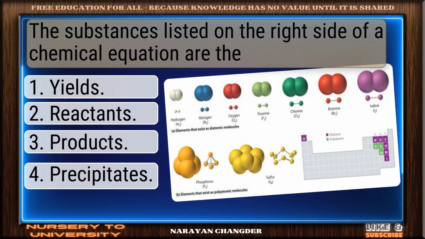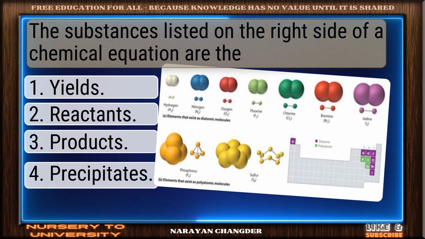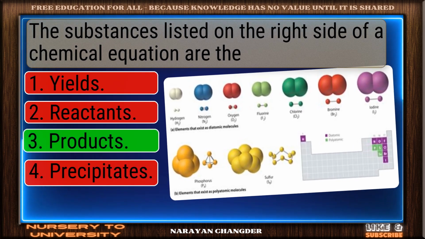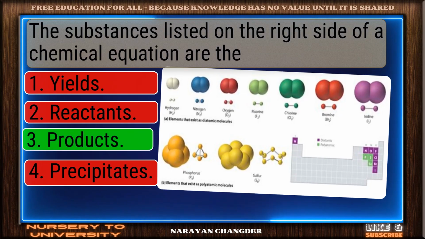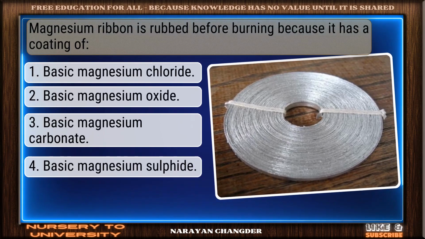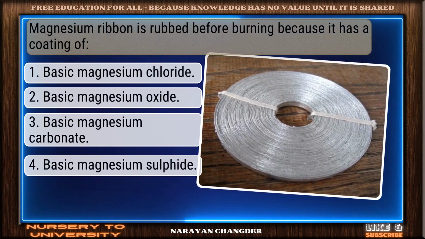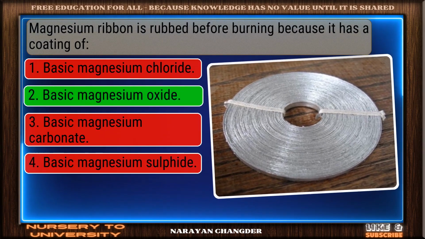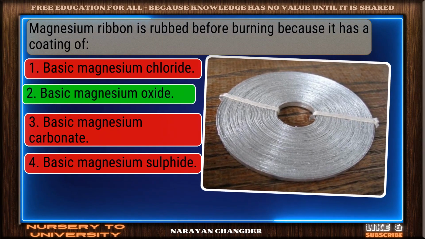The substances listed on the right side of a chemical equation are the. Strong choice. Products is right. Magnesium ribbon is rubbed before burning because it has a coating of. On track, basic magnesium oxide is correct.